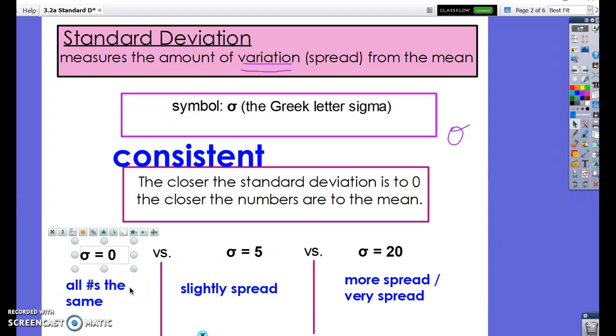So if we're looking at our numbers here at the bottom, if the standard deviation is 0, that means your numbers are all the same, right? So that's as consistent as you can possibly get, just having a data set that's the same number. So 8, 8, 8, 8. If your standard deviation is about 5, that means your data is slightly spread out, so either 5 above that mean or 5 below that mean, so not too far apart. If your standard deviation gets up to like 20, then we're getting very spread out. But focus on remembering that the closer your standard deviation is to 0, the more consistent your data is.